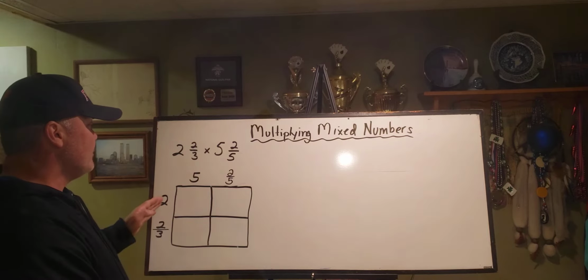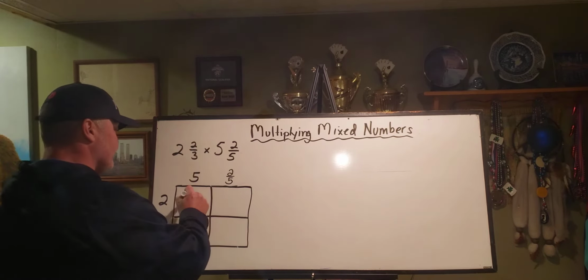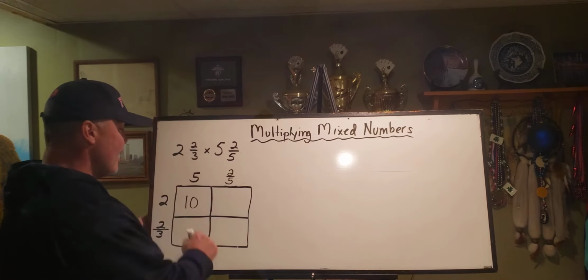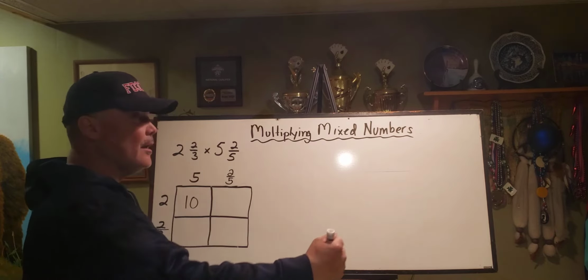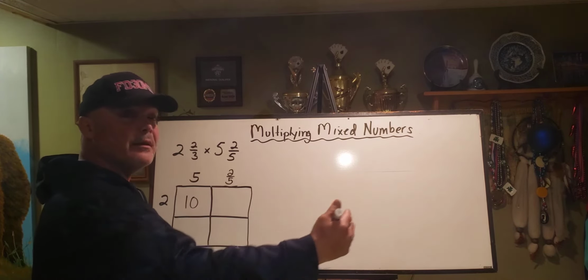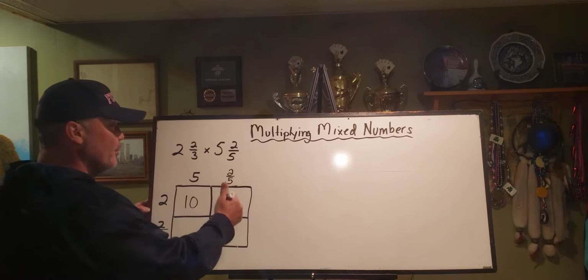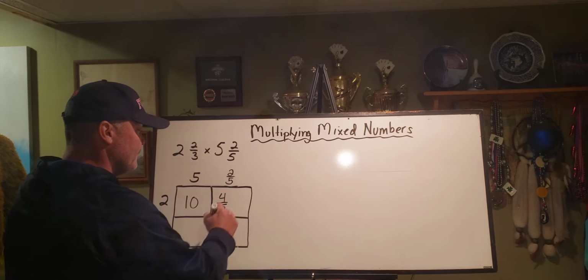So now I have two whole numbers. I'm going to multiply them and that's going to become 10. I'm going to take my 2 times 2/5. I know that I can do that two different ways. I can say that's 2 copies of 2/5. So therefore 2/5 plus 2/5 equals 4/5. Or I could put the whole number over 1 and multiply it for the same result, still equaling 4/5.